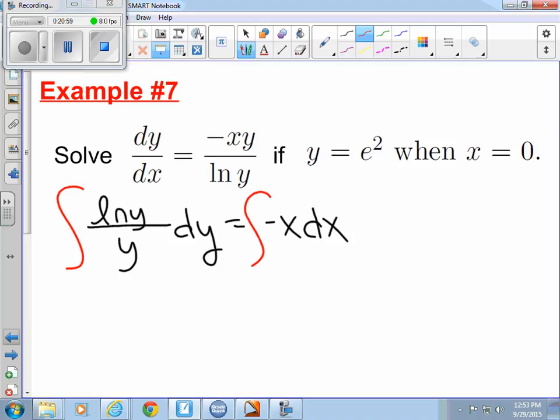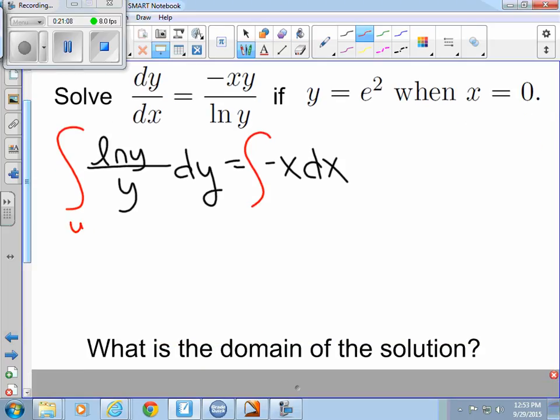Okay? Good so far? We want to integrate both sides. I do need to use substitution on the left. So, I'm going to let u equal natural log of y. Works out nice because what's du? 1 over y dy. Why is that nice? There's another 1 over y in the problem, so when I multiply that over, those y's are going to cancel.